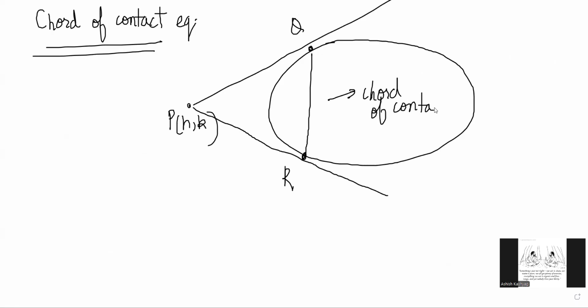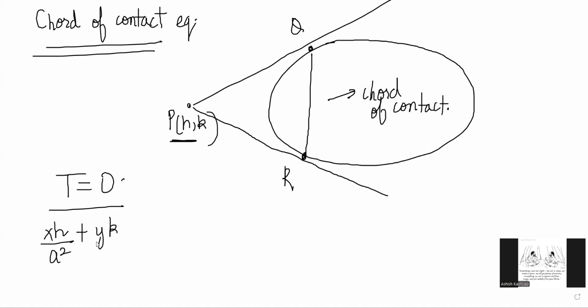And the equation of the chord of contact is the equation of the tangent to the ellipse from the point h, comma k. Actually, h, comma k is not on the ellipse, but the equation of the chord of contact comes as if you can take h, comma k as lying on the ellipse and write the tangent equation as xh by a square plus yk by b square equals 1. This equation is actually the equation of the chord of contact.